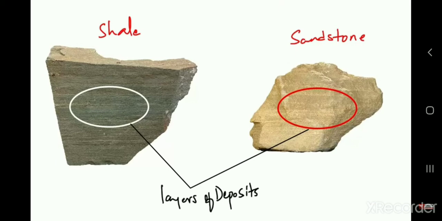While layers are getting deposited, the remains of dead animals and plants get buried in these layers at times. Whatever dead animals or plants are buried are deposited in those layers. Therefore one may get fossils in sedimentary rock. What are fossils?